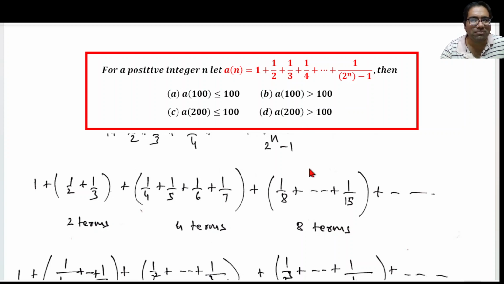Right, guys? It's a nice problem. We'll discuss more about this series when we discuss convergence and divergence of series. Then we'll talk about infinite terms, not just up to 100 or 200 terms.